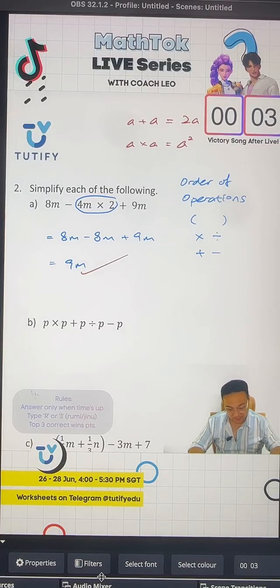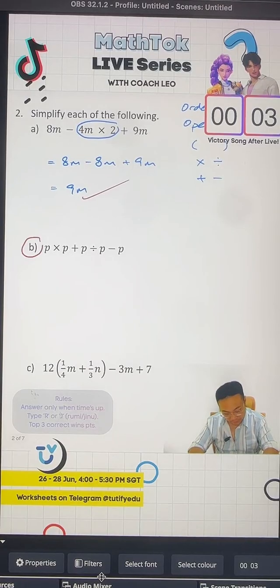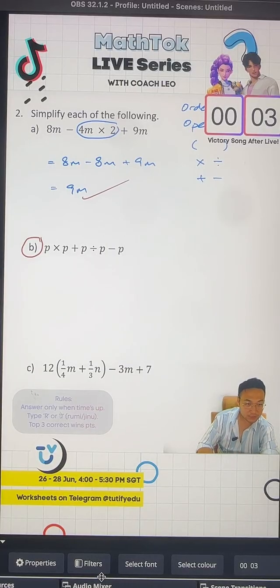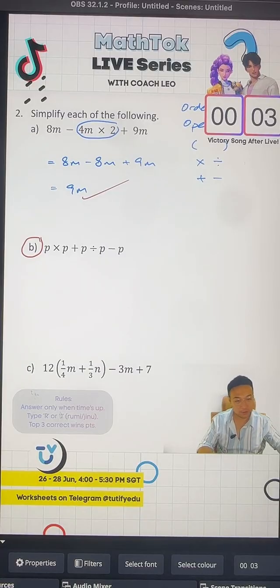Okay, now let's try part B. Everyone, I'm going to give you some time to try this out, and then I'm going to start the countdown timer. Remember, students, do not type your answer before the timer, because if you type your answer too early, when I did not tell you to do so, then it is not counted. So students, work it out now. I'm going to start the countdown timer very soon, in just a few seconds. P times P plus P divided by P minus P. Please be careful of the order of operations. Make sure you do multiplication and division before you do addition and subtraction. Are you ready to type your answer? I'm going to start the countdown timer right now.